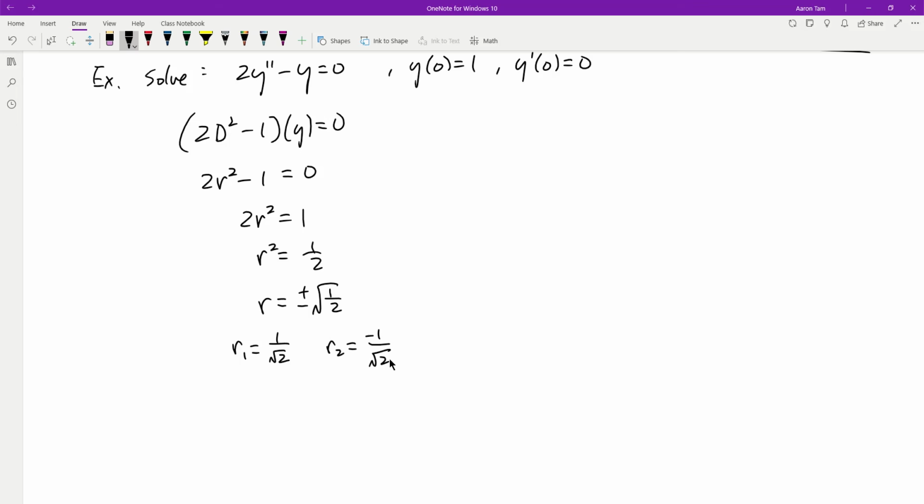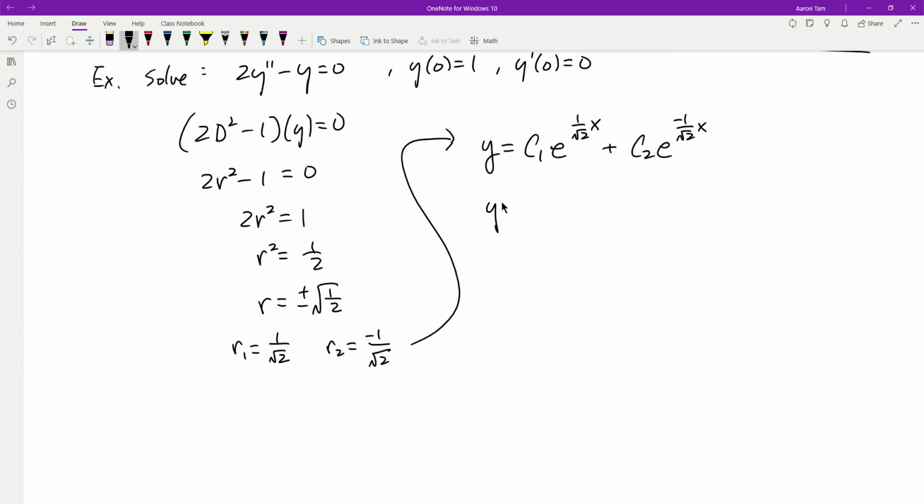Good so far. So now notice that the roots in this case are irrational, but it doesn't change the way we form our solution. Our solution still maintains to be the same. y would equal c1 e to the 1 over radical 2 x plus c2 e to negative 1 over radical 2 x. Okay? And now it's just a matter of solving for the solution. So now this one does require me to take the derivative again to form the first derivative for the initial condition. So I'm going to do that.